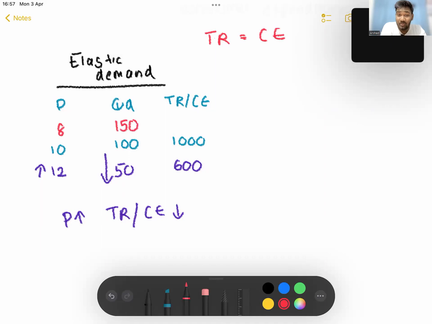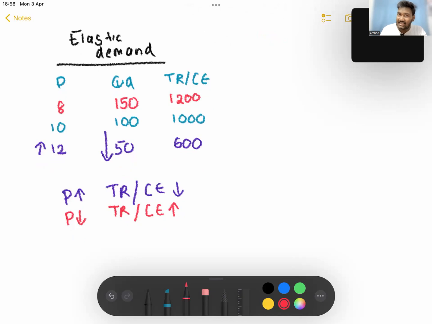Can you now tell me how much is the total revenue or the consumer expenditure? How much is it now? It's 1,200, 8 times 150. So see, when the price goes down, what happens? The total revenue or the consumer expenditure increases. So what type of a relationship does price and total revenue have here? When demand is elastic, what type of a relationship? Negative or a positive relationship?